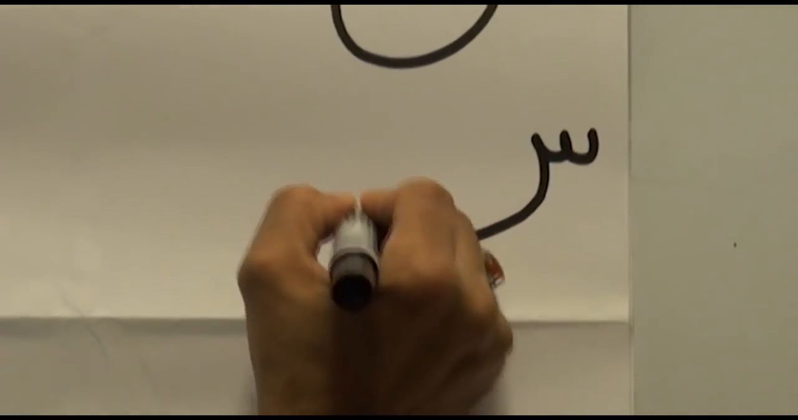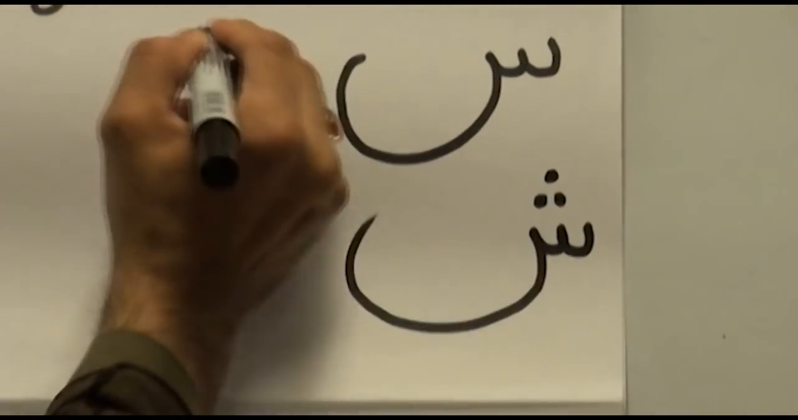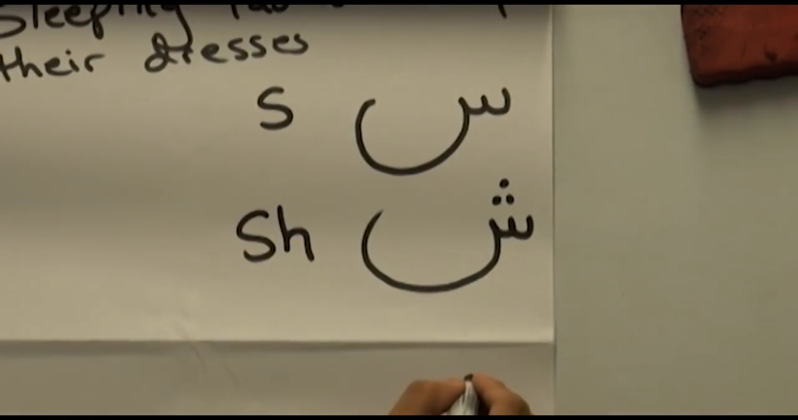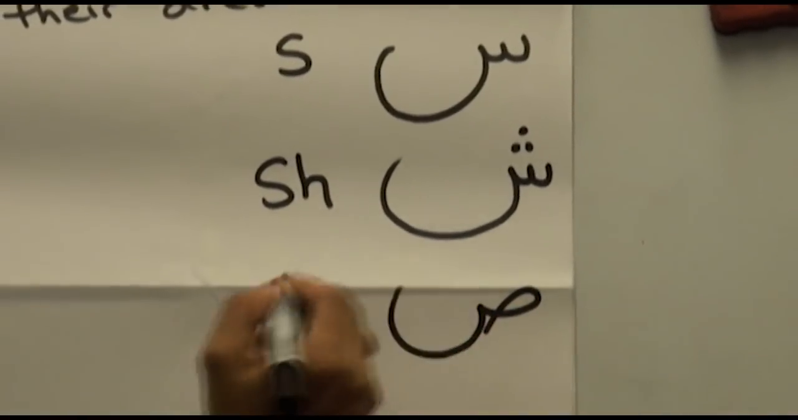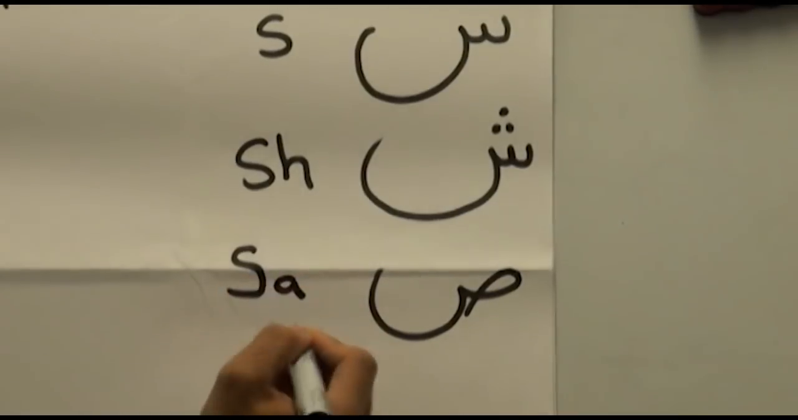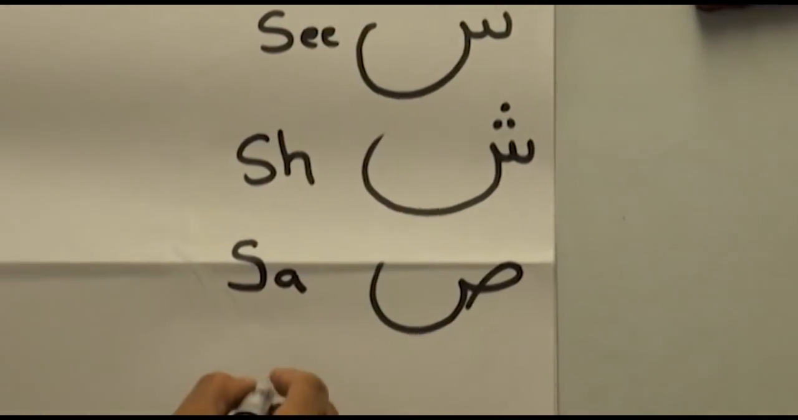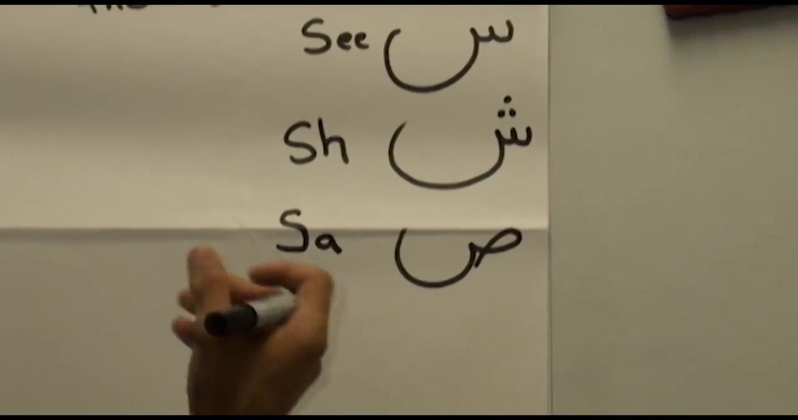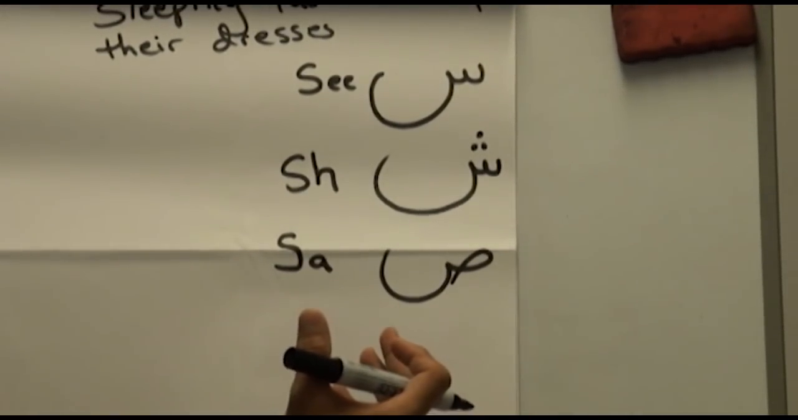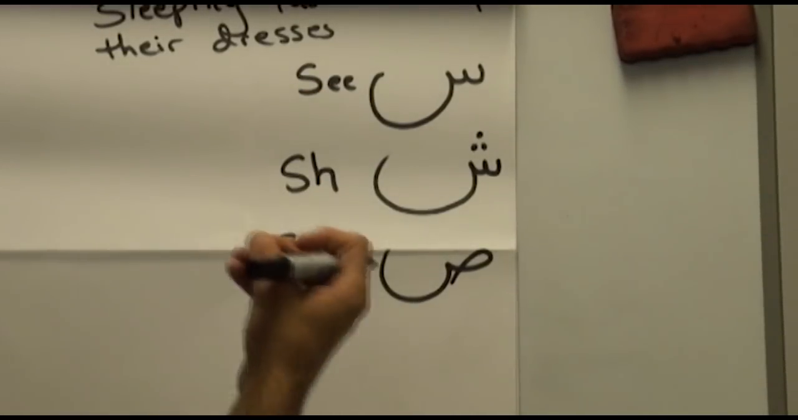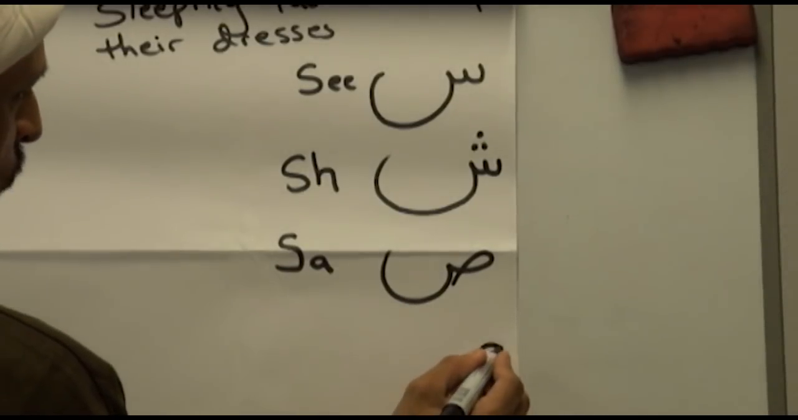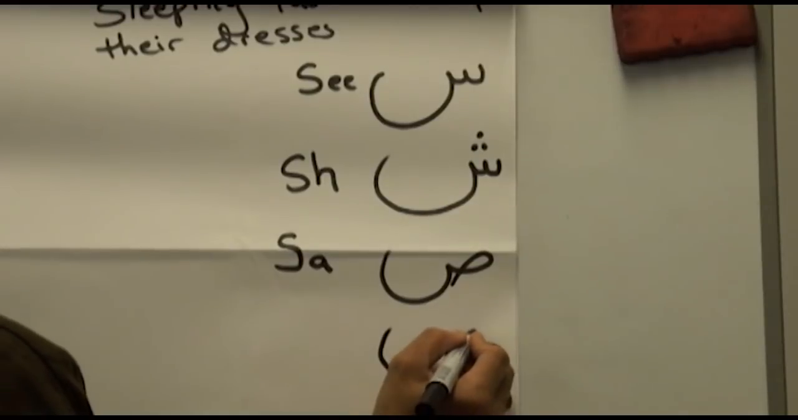We have seen. We have sheen. Seen is like s, sa. Sheen is like sh, sha. Then we have sod. It's like S and A, and this is like S E E. Seen has a hissing sound. Sawd doesn't have a hissing sound. Like when you say see, see, see, you can hear the hiss, but when you say the guy is sad, sawd, there's not that much hissing sound in it.